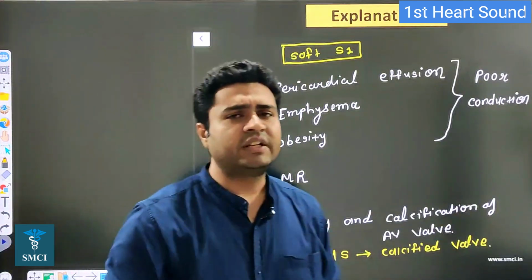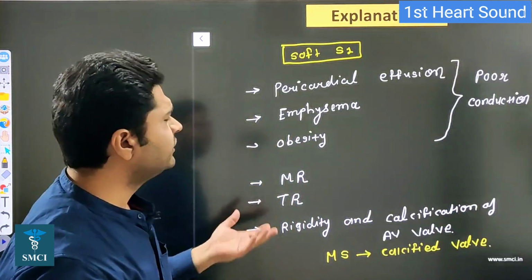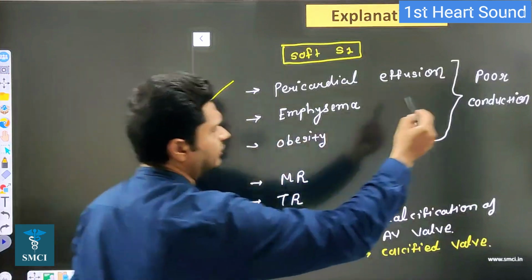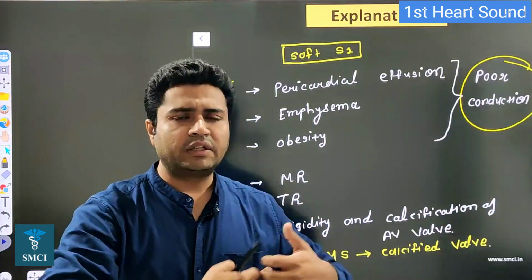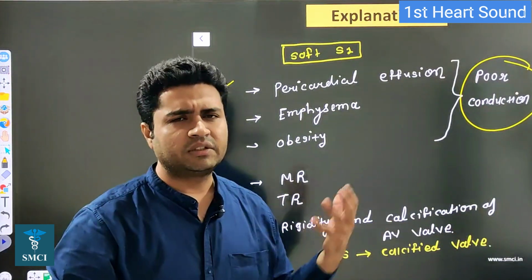Now, what are the conditions in which there is a soft S1 sound? We can easily say one condition is poor conduction. So we are listening to the first heart sound and the conduction is poor. So what are the conditions in which the conduction is poor?